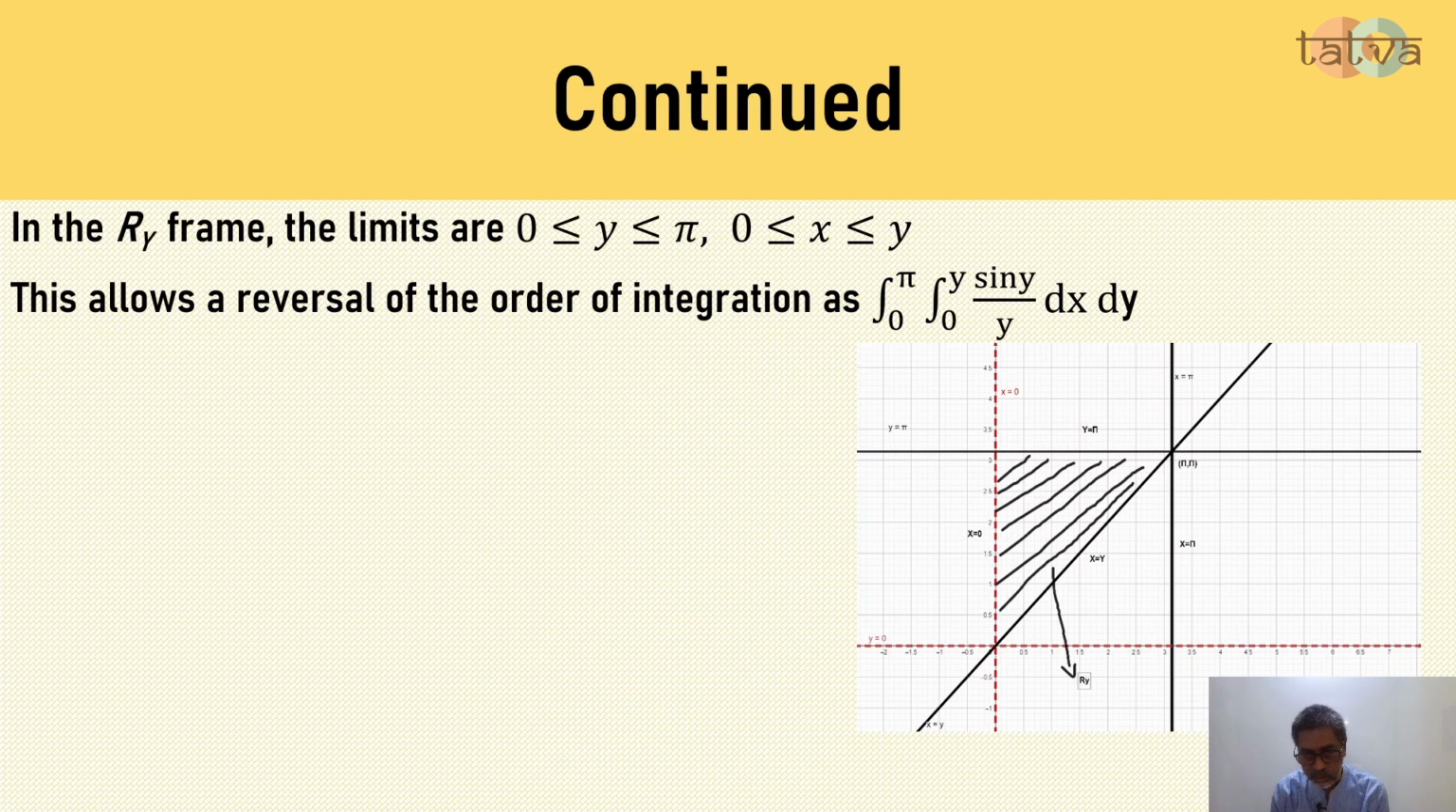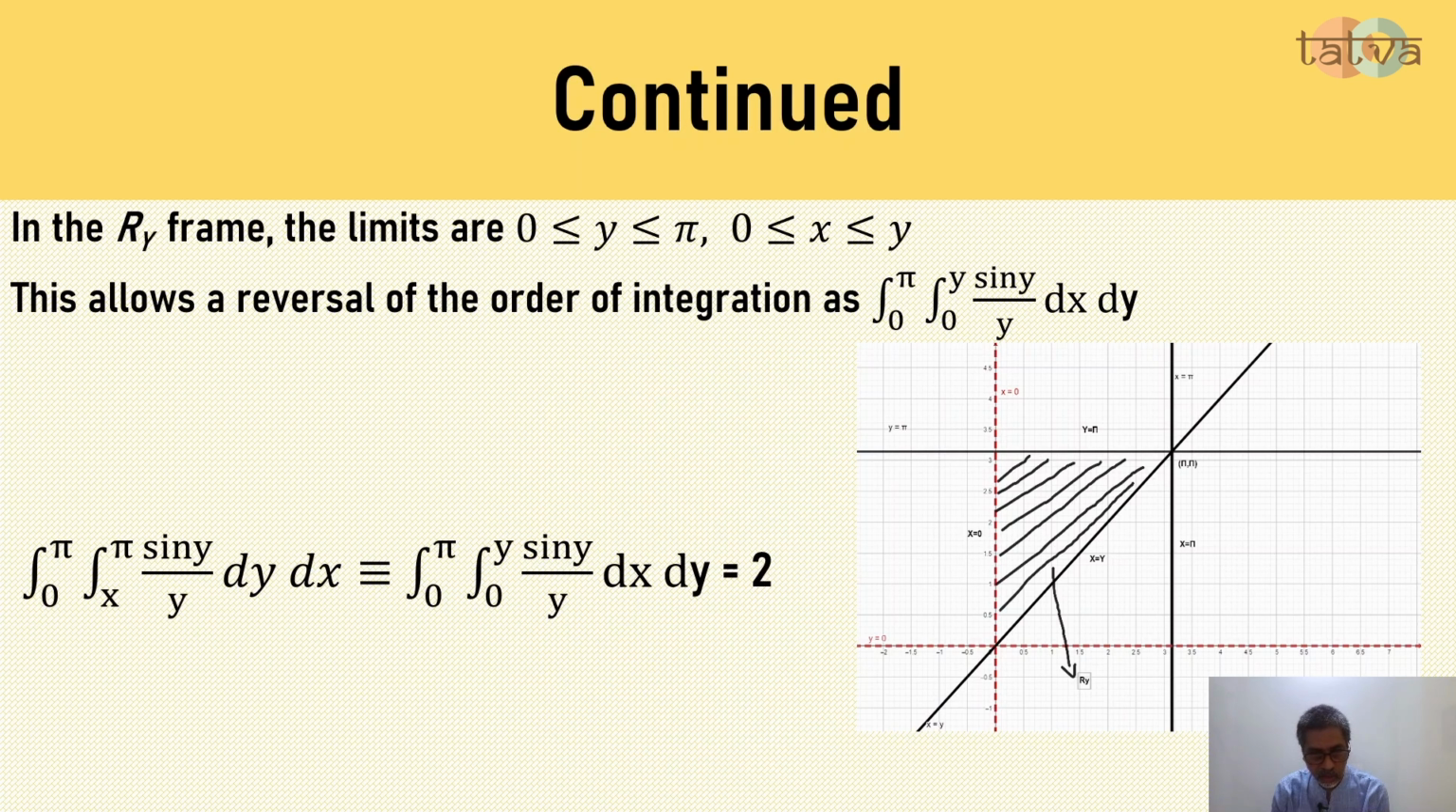Then comes describing the left curve. In this case, the left curve is the y-axis, therefore x is equal to 0 is the equation. And the right curve, which was earlier shown as y is equal to x, must now be written as x is equal to y, x as a function of y. So that is why you can see in the limits description, y varies from 0 to pi and x varies from 0 to y.